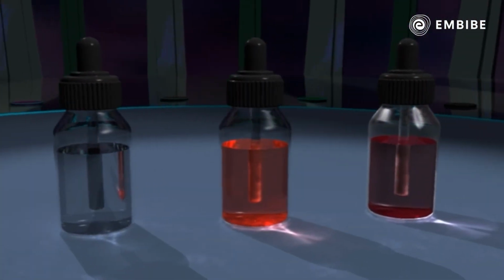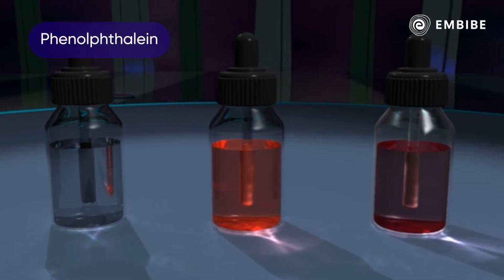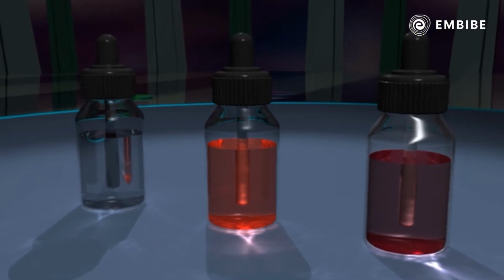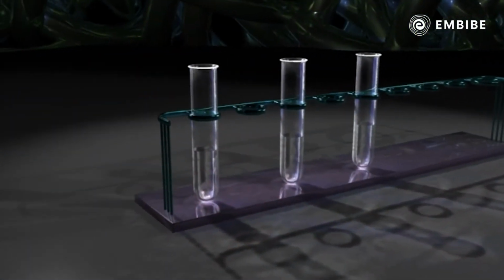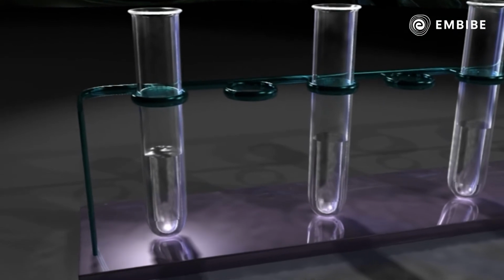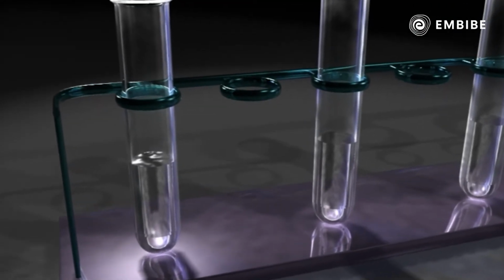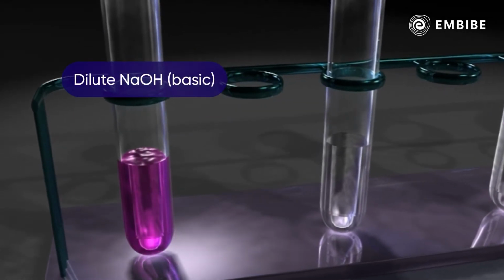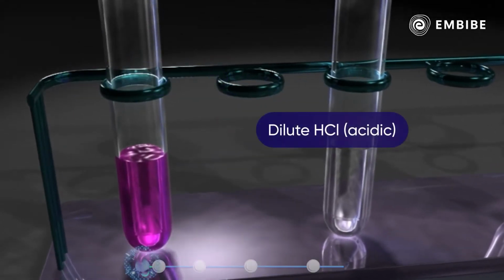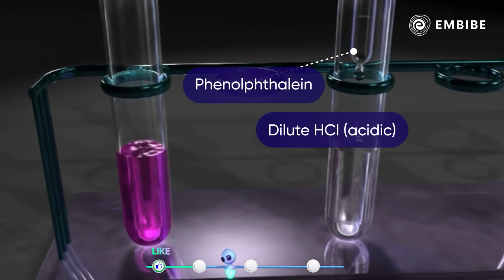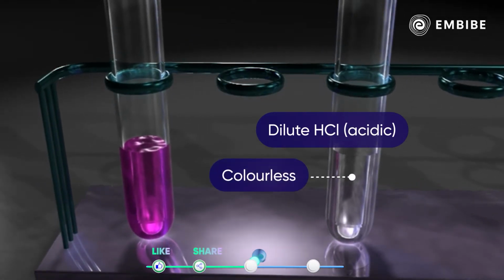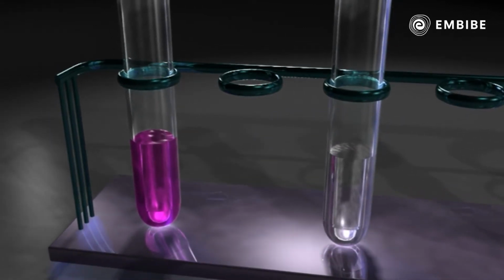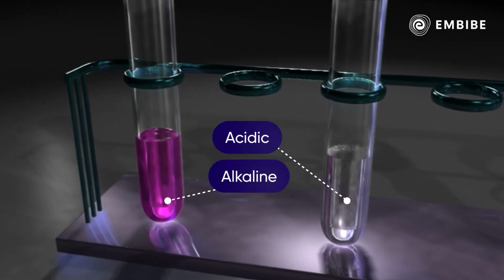Some other commonly used indicators include phenolphthalein, methyl orange, and methyl red. These indicators give only 2 different colors. For example, phenolphthalein in a basic solution like dilute NaOH turns pink, and in an acidic solution like dilute hydrochloric acid remains colorless. Thus, they are only able to indicate whether the substance is acidic or alkaline.